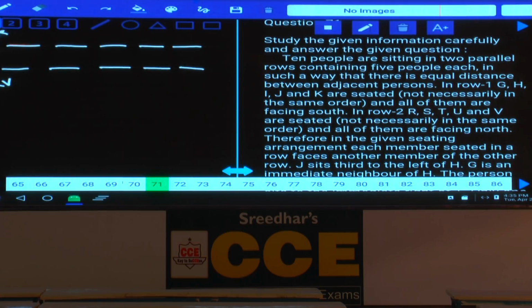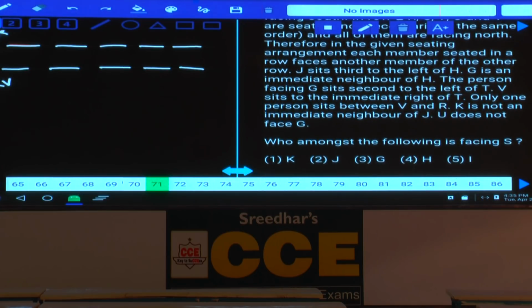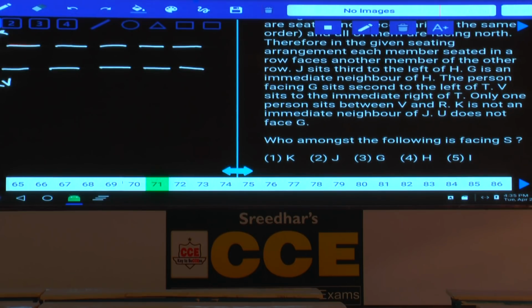Then condition number 2: in row 2, all of them are facing north. Therefore, in the given seating arrangement, each member seated in a row faces another member of the other row. Done with this? Now the first information is related to J: J sits to the left of H. As J is seated to the left of H, how many possibilities do we have? If H is here, 1, 2, 3, J will be here. That is the first possibility. And what is the second possibility? 1, 2, 3, 4, 5.